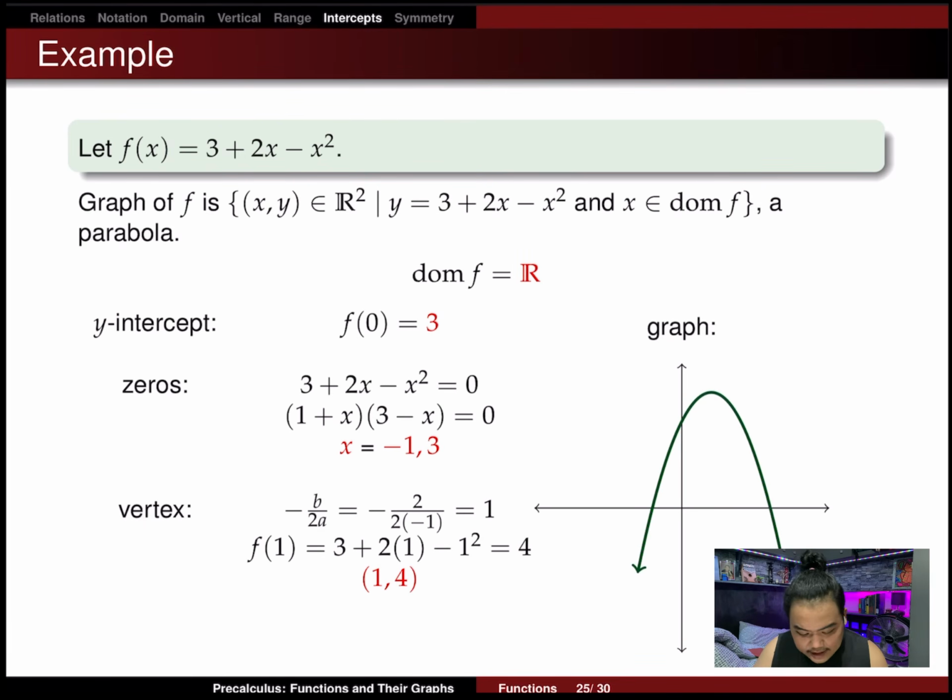You can actually sketch, for visualization purposes lang. And as you can see, ano yung zeros niya? Negative 1, 3. Yun yung x-intercepts. And the y-intercept is 3. Okay, yun lang yung gusto niyang sabihin dyan. Etong mga vertex chuchu para lang mag-graph niya.